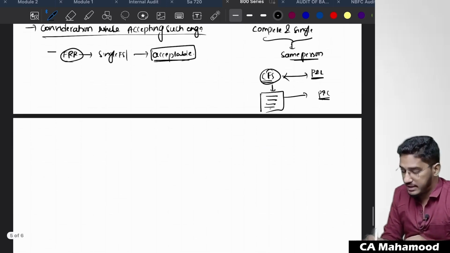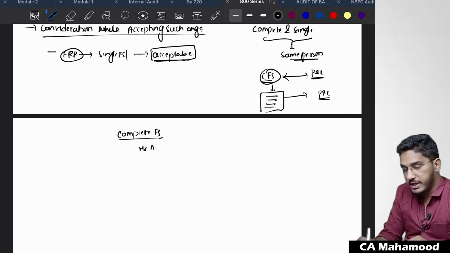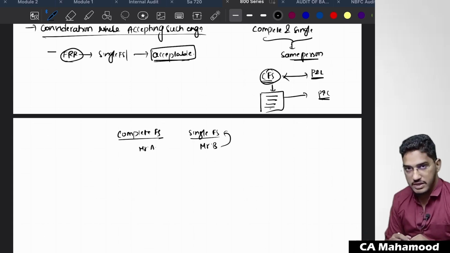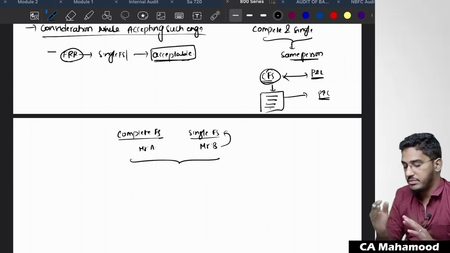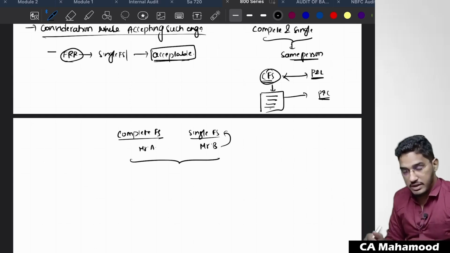But when the problem will arise is, take for example, the complete financial statements are audited by Mr. A, whereas for the single financial statements, the management has appointed another person, Mr. B, to conduct the audit. In these cases there will be trouble. When the auditor of the complete set of financial statements and the auditor of the single financial statements are two different persons, then trouble will arise.